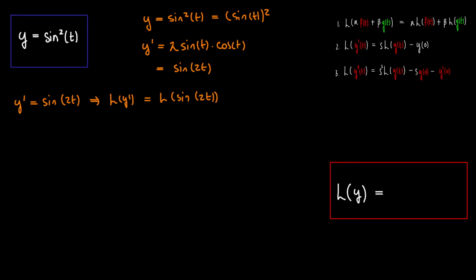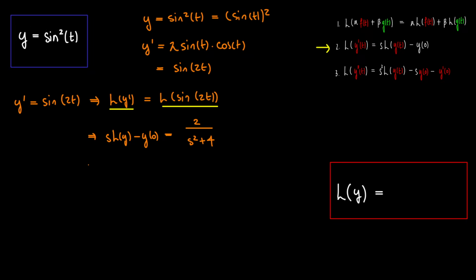And here we know what this is because we calculated it in the previous example, and we can just apply our formula number 2. So this will end up being s times L of y minus y of 0 is equal to what we calculated in the previous step, which, if you remember, was 2 over s squared plus 4.